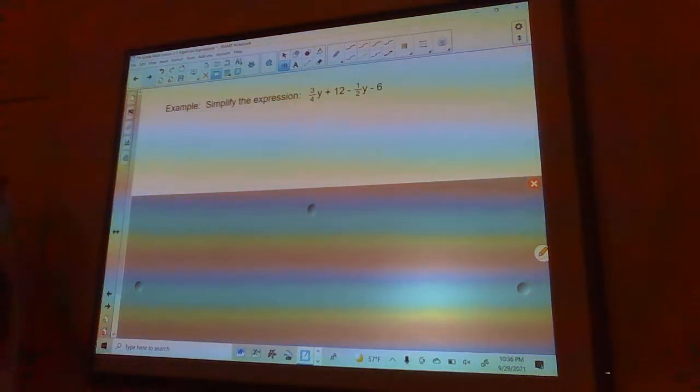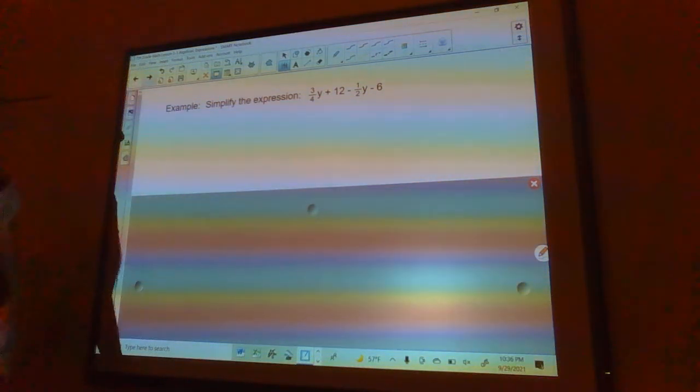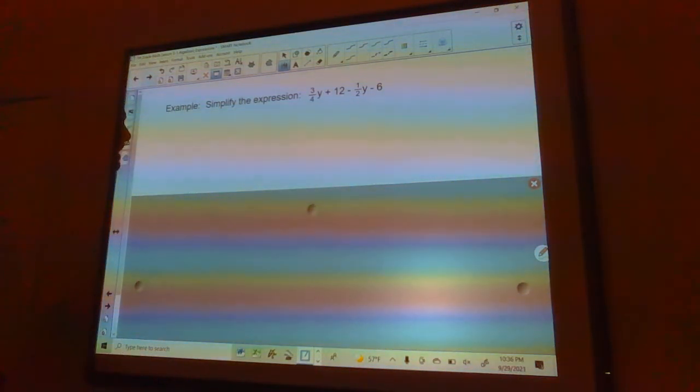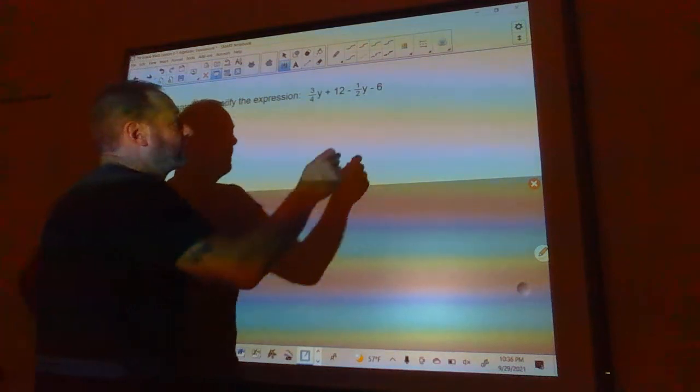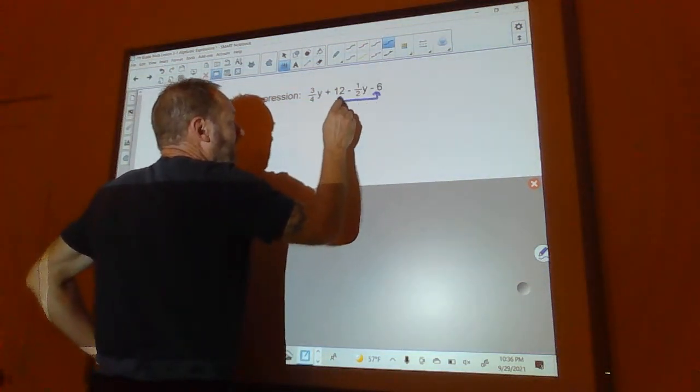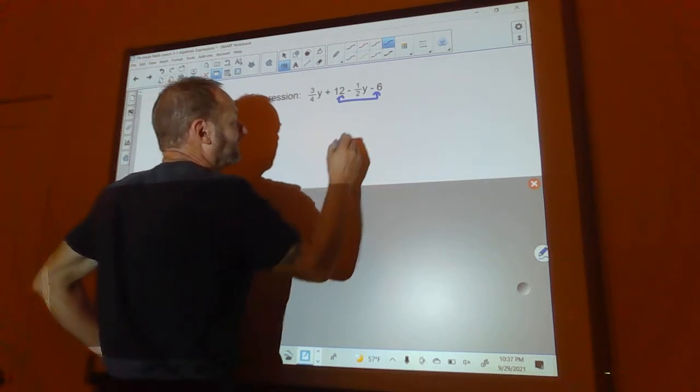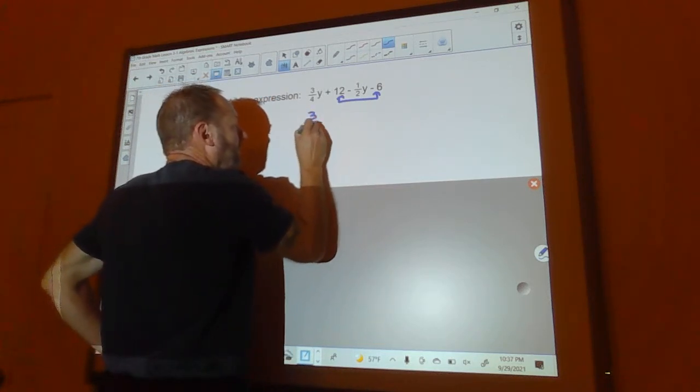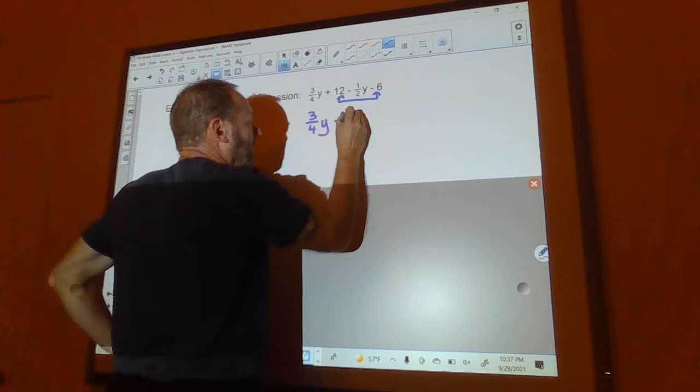Okay, simplify this expression. 3/4 y plus 12 minus 1/2 y minus 6. So right away what I would do is do the easy ones. So here's some easy ones. 12 minus 6 is 6. So we can kind of show an intermediate step here like this.